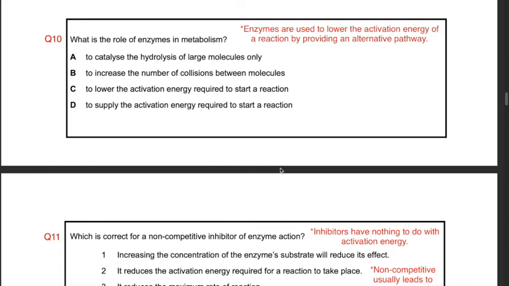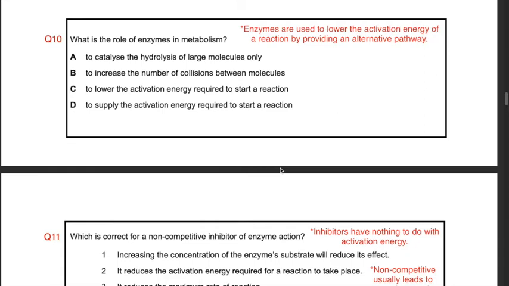If you look at A, to catalyze the hydrolysis of large molecules only, that is incorrect because enzymes can be used for breakdown as well as for build-up of large molecules. Therefore, A is incorrect. B. To increase the number of collisions between molecules. That is not the main role of enzymes. The main role of enzymes is to lower the activation energy in order to provide a faster rate of reaction. Hence, B is also incorrect.